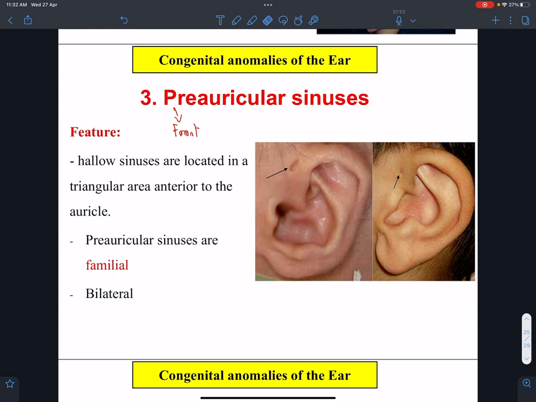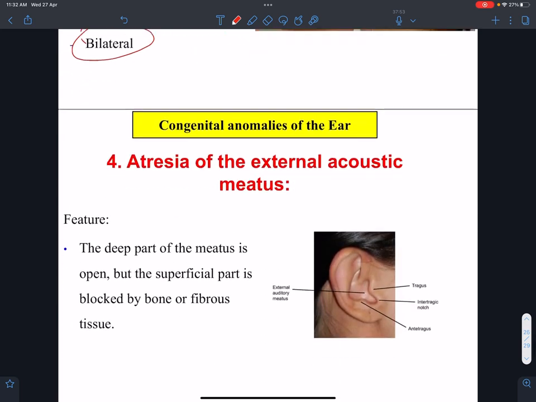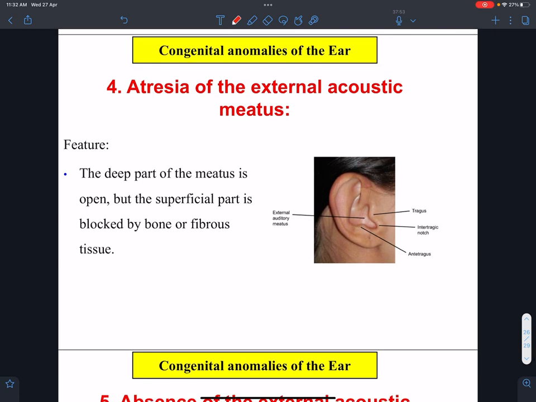Pre-auricular sinus means there's a sinus in front of your auricle. This is the auricle sinus, okay? There is a sinus in front of your auricle, okay? And it could be on both ears, okay? Bilateral and familial of course, but in both ears. And it's triangular in shape, okay? Pre-auricular sinus.